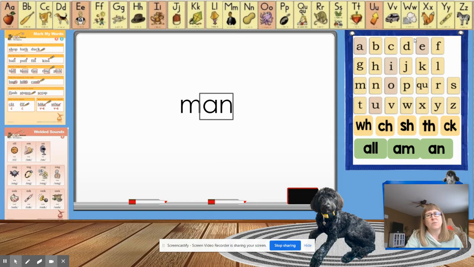The next word is the word tan. What word? Everybody say tan. Let's tap it. T-an. Go ahead and write it and mark it. Give your teacher a thumbs up. How do you spell the word tan? That's right. The word tan is spelled T-A-N. Don't forget to box the glued sound.